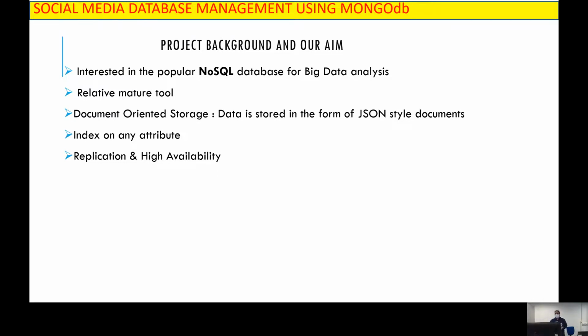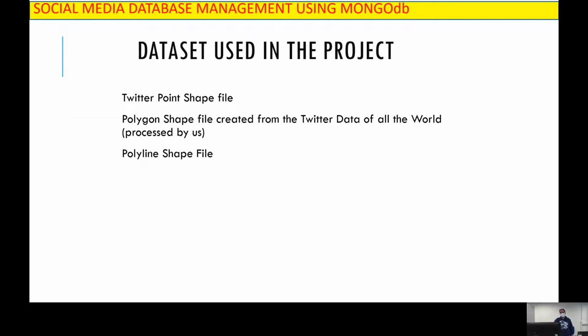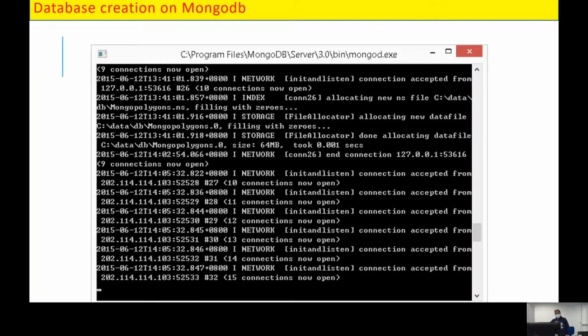It's basically in JSON format, and this software is very reliable to use. So we are taking the Twitter points shapefile. It's one day of data only, without any words or content or any hashtag. It's more than 30,000 records for one day, of people logging in to Twitter. We can also take the polygon shapefile and polyline shapefile.